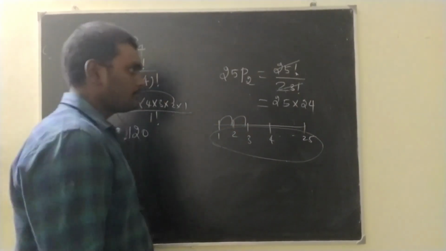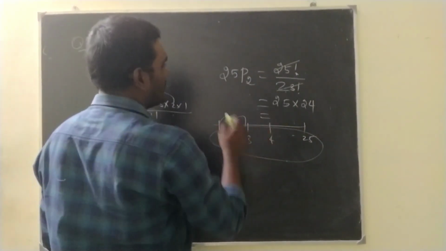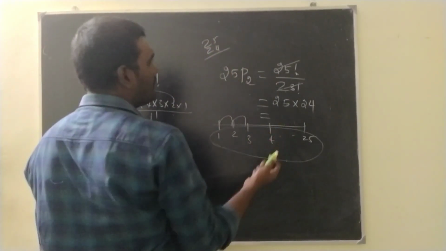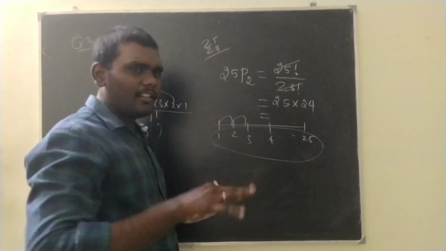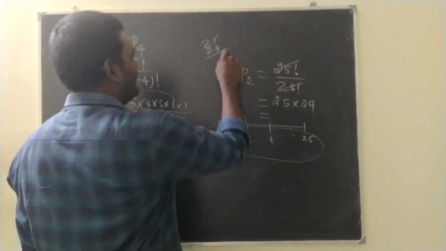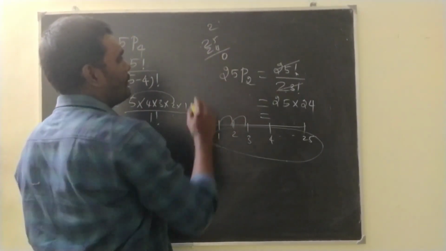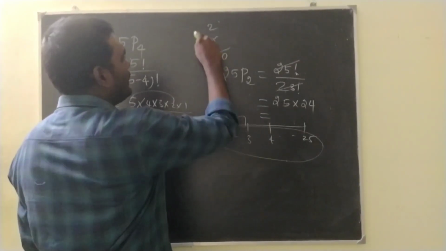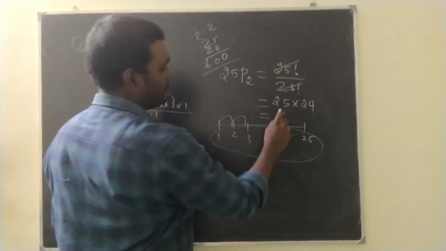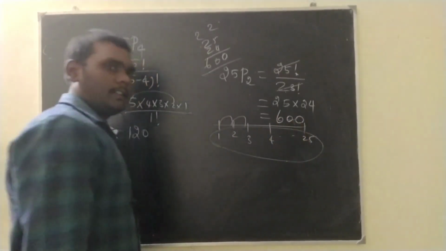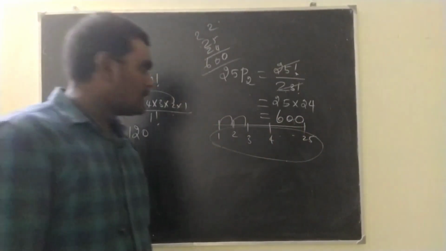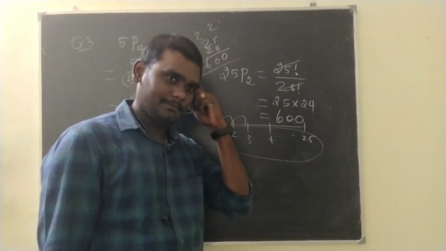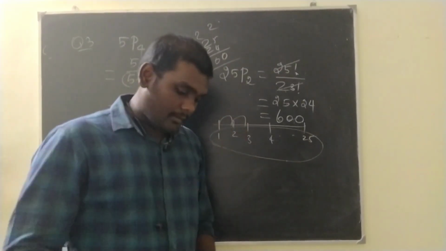Okay. So 25 into 24, how much? 600 something. Is that 600 or something? 5 4s are 20, 2 4s are 8, 10, 18, 20, 2, 4, 6. 600. Okay. Next question.